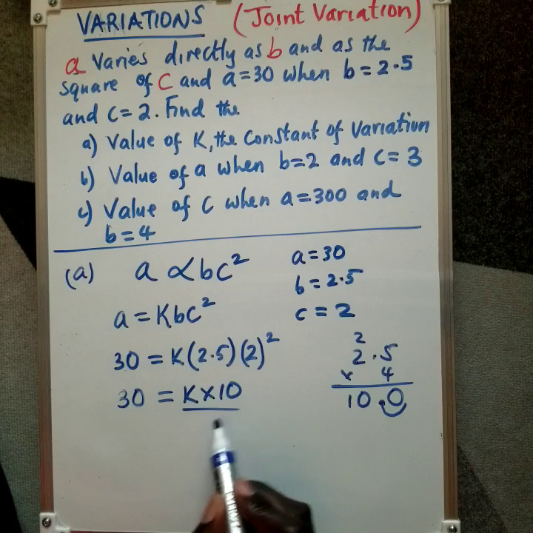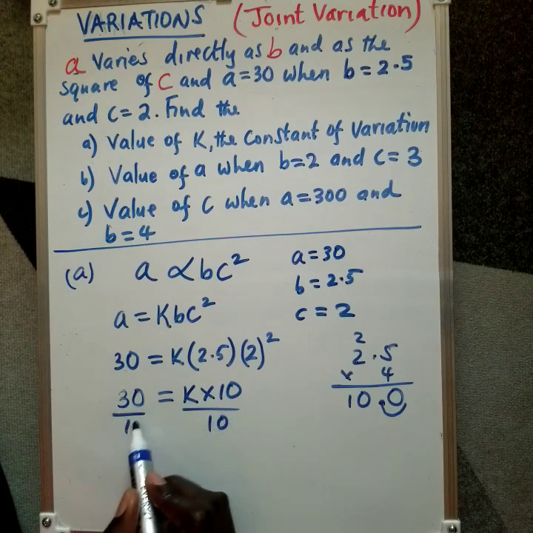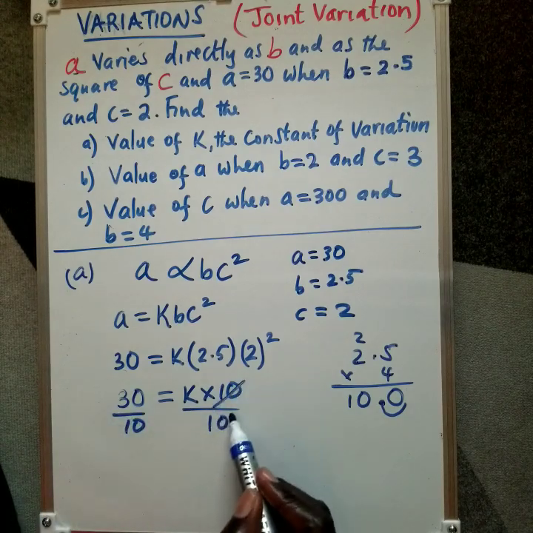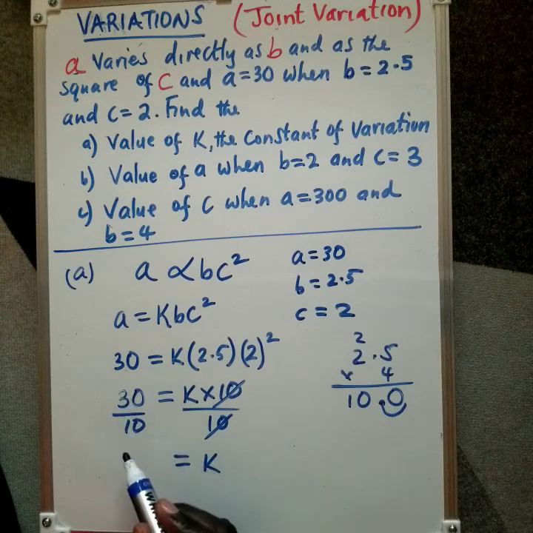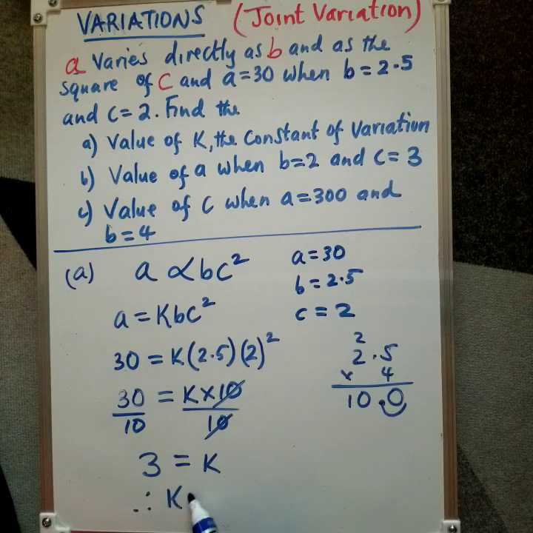So to find K, I'll divide by 10. What I do this side, I will do the other side, so this and that will cancel. K is equal to 30 divided by 10, which goes there 3 times. Therefore, you can write K is equal to 3. So that is the constant of variation that you have been given.